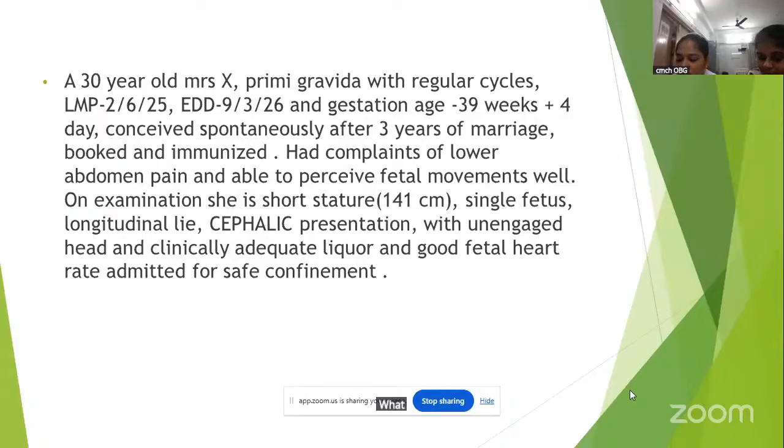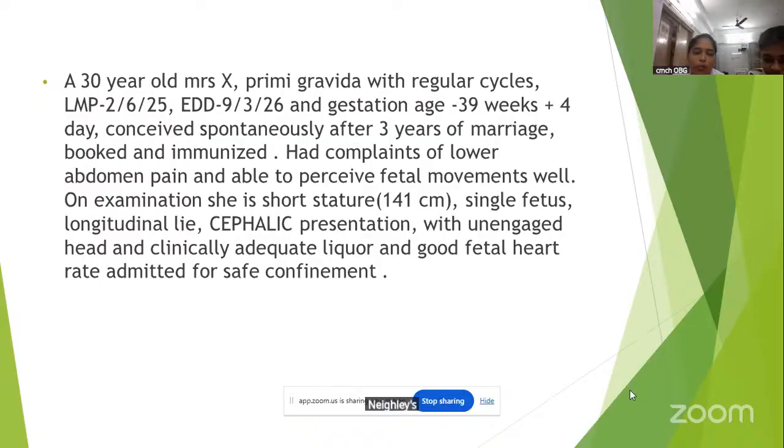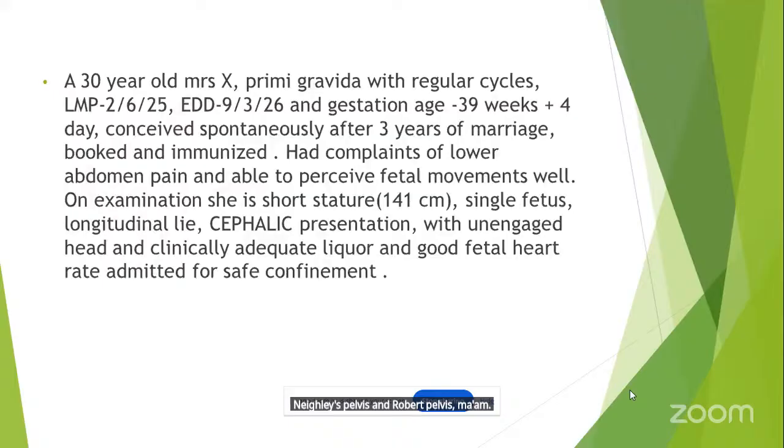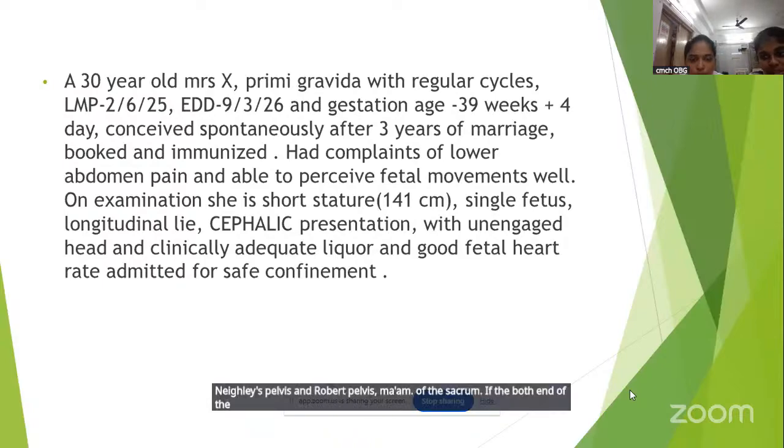What are the other abnormal types of pelvis? Naegele's pelvis and Robert's pelvis, ma'am. What are they? Naegele's pelvis is the absence of one ala of the sacrum, ma'am. If both alae of the sacrum are absent, it is Robert's pelvis, ma'am.